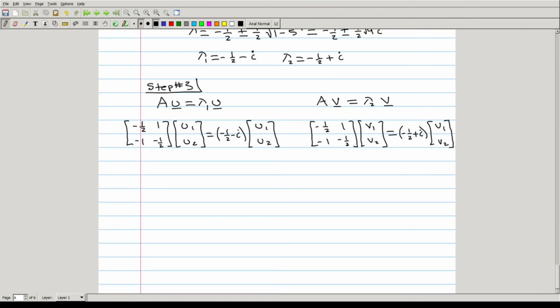So when we go through and solve this, you get negative 1/2 u1 plus u2 is equal to negative 1/2 minus i times u1, and you also get negative 1 times u1 minus 1/2 u2 is equal to negative 1/2 minus i times u2.